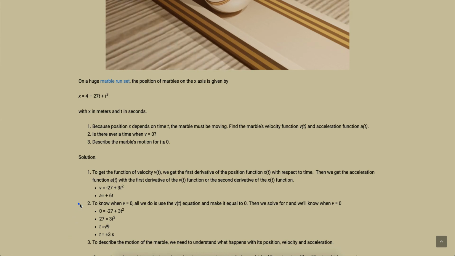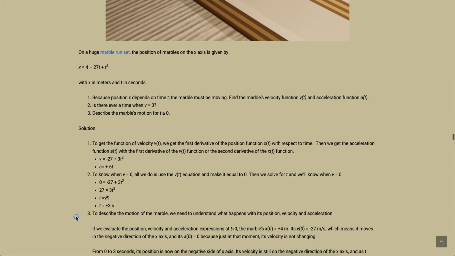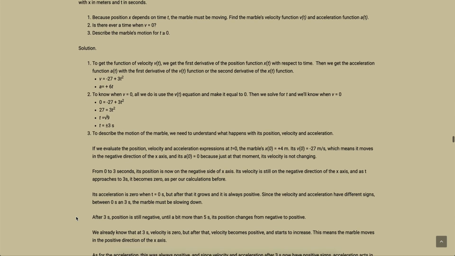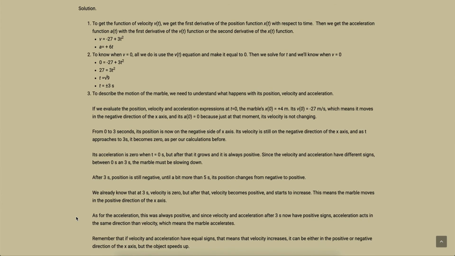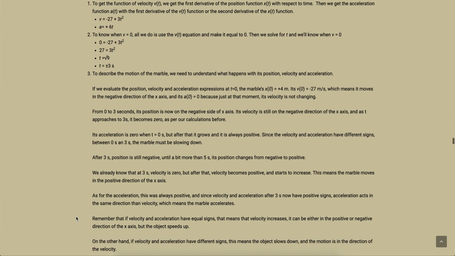The third part is to describe the motion of the marble for t equal to or greater than 0. Here we go. To describe the motion of the marble, we need to understand what happens with its position, velocity, and acceleration. If we evaluate the position, velocity, and acceleration expressions at t equals 0, the marble's position is positive 4 meters. Its velocity is minus 27 meters per second, which means it moves in the negative direction of the x-axis. And its acceleration is 0 because just at that moment, its velocity is not changing.